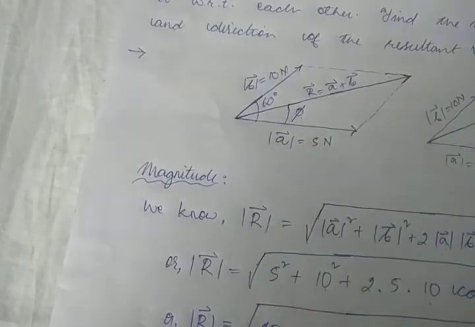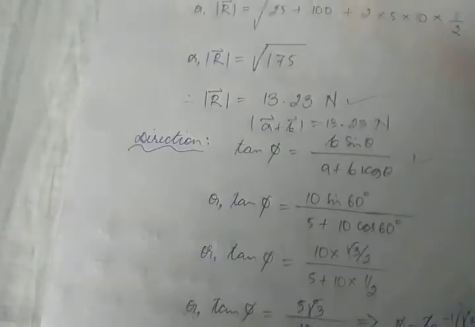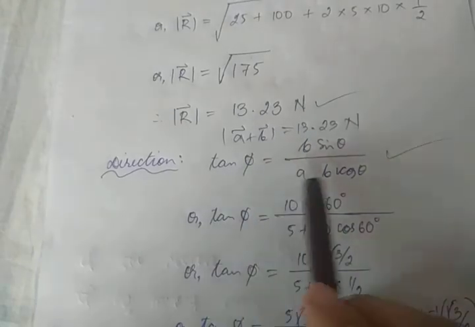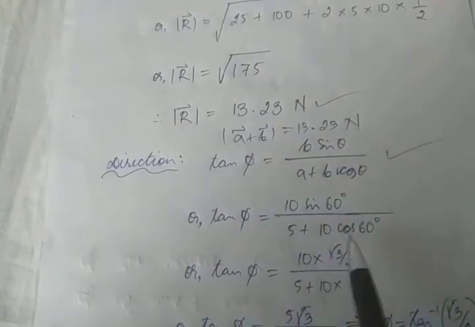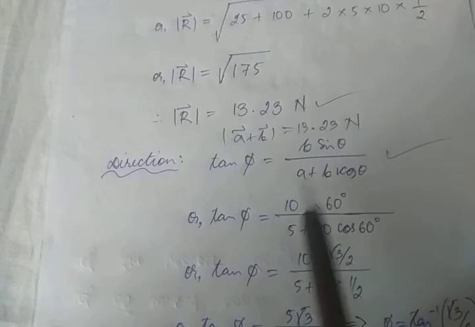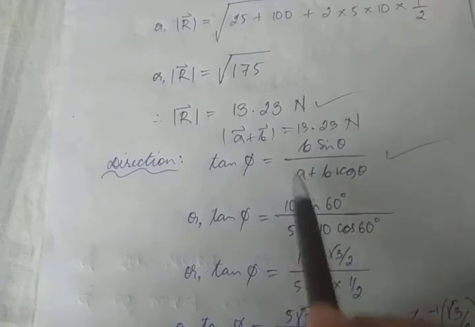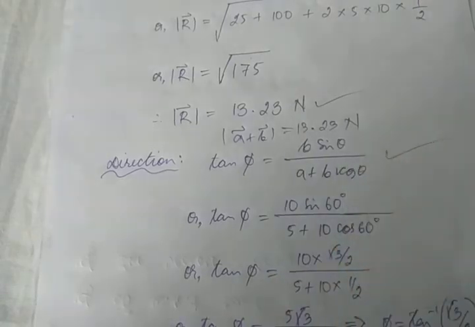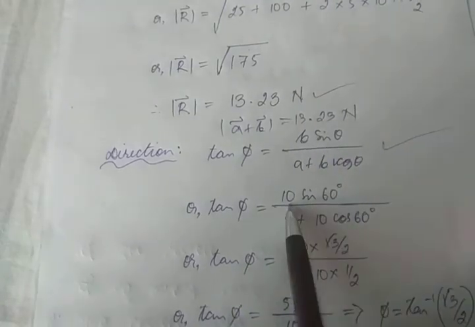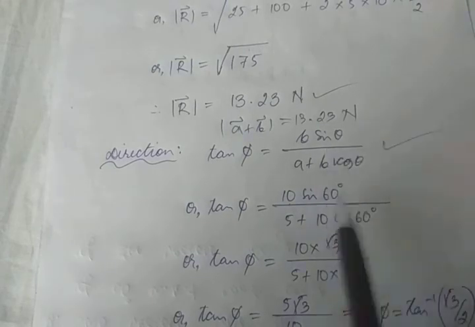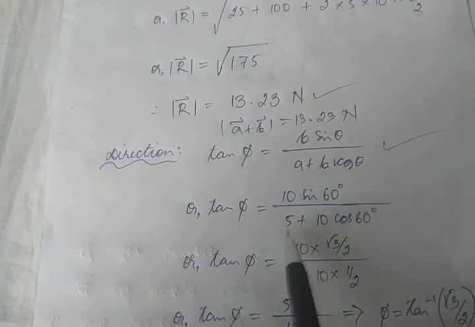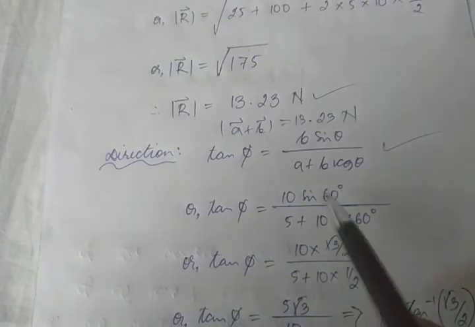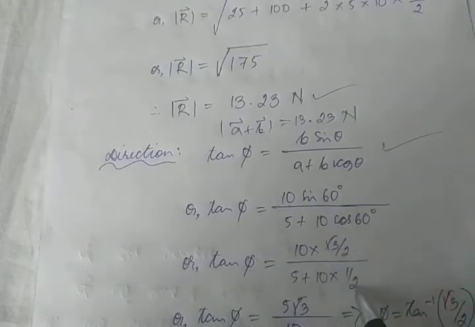So I have shown my angle phi over here, that is the angle which the resultant makes with our vector A. So tan phi we know is b sine theta divided by a plus b cos theta. I have gotten lazy over here, so I'm not showing the modulus sign and the vector arrowheads. So b is 10, theta is 60 degrees, divided by A, that is 5, plus B, 10, cos 60 degrees. Then you simply substitute the values. Sine 60 is root 3 by 2, cos 60 is half.